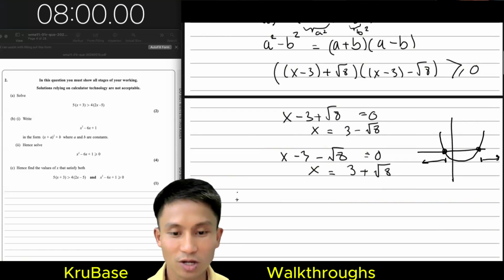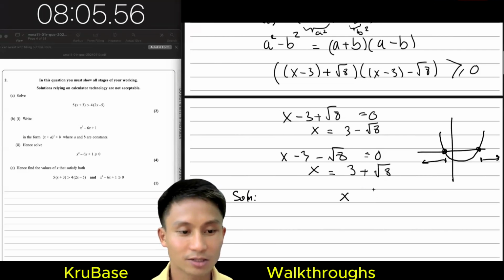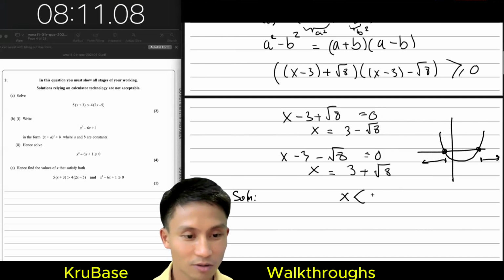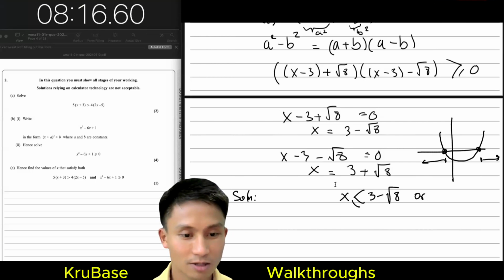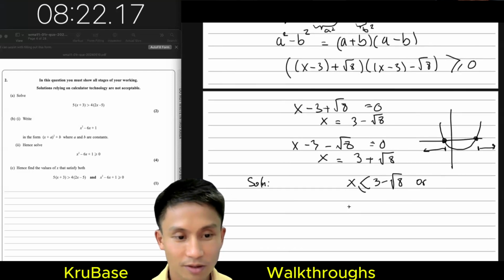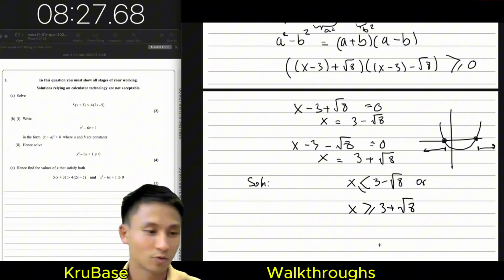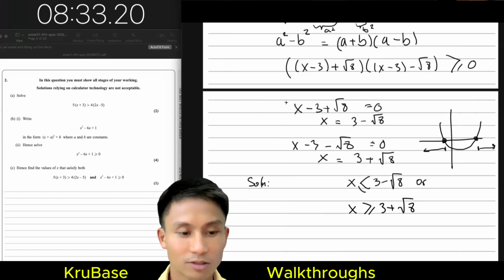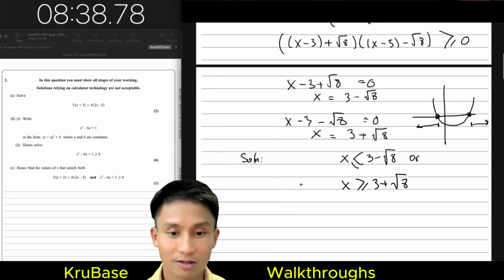And these intercepts are just these two roots, right? So we can say that the solution would be x less than or equal to the smaller one, 3 minus root 8, or x greater than or equal to 3 plus root 8. So we go to the right and to the left of either root to cover the inequality solution. All right? So far so good, right? So we have done the second part there.